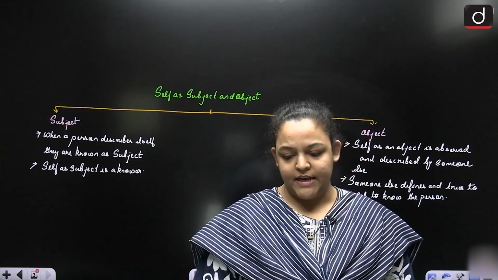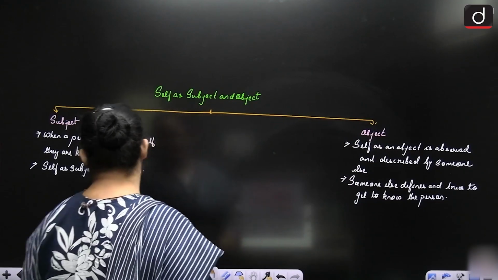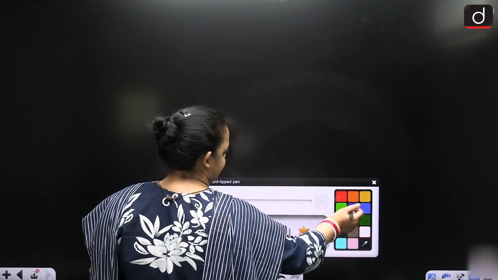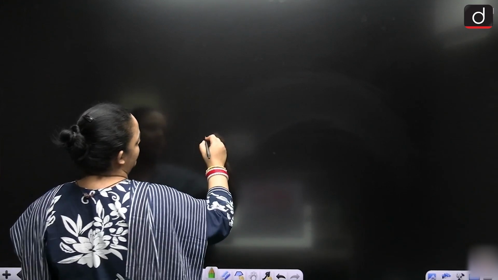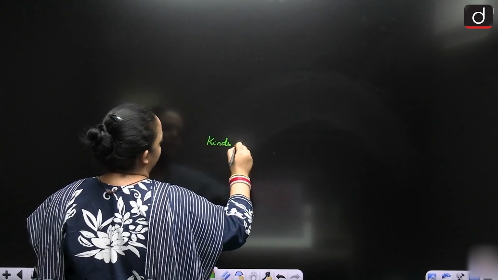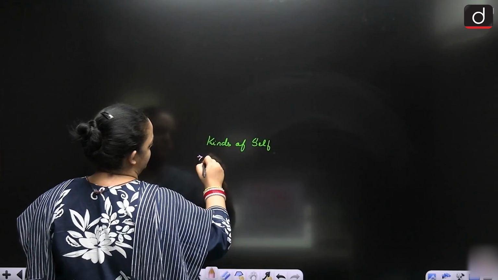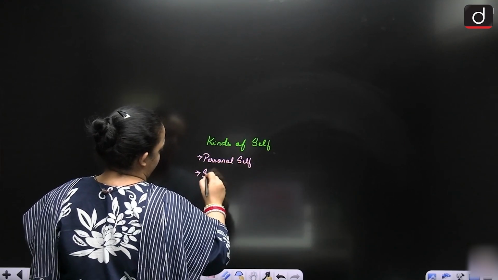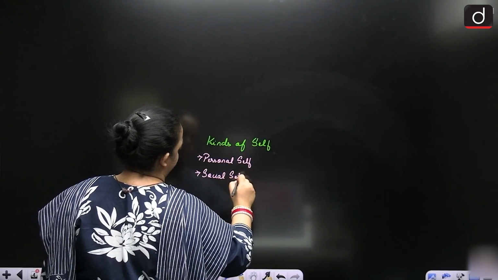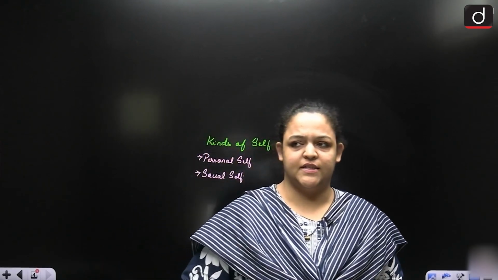Now, let us take a look at the kinds of self. So, we have two basically. We have personal and then we have social self. Okay? So I'm not giving you notes over here. We can just have a discussion. What is personal self and what is social self?